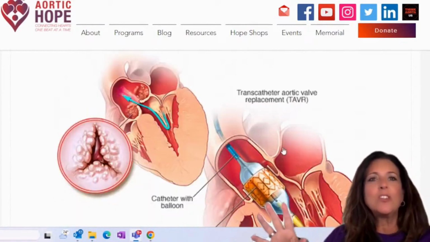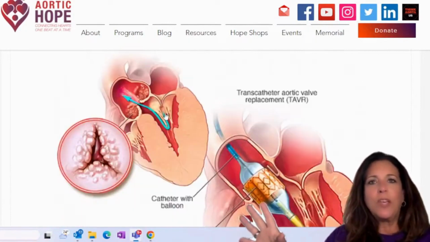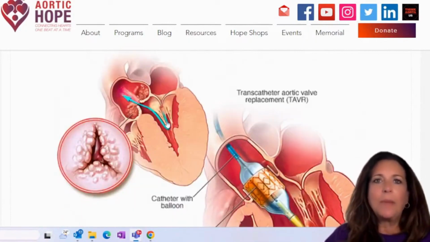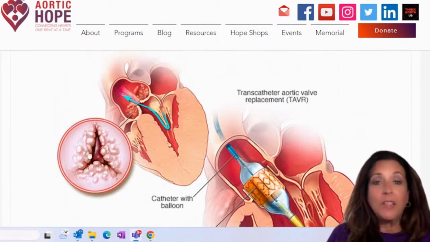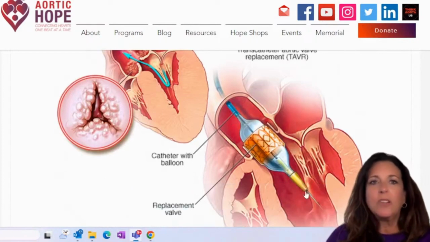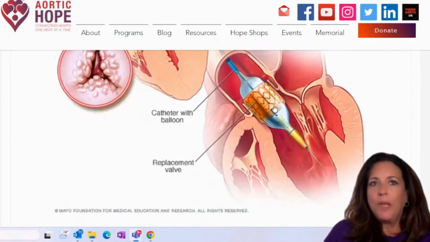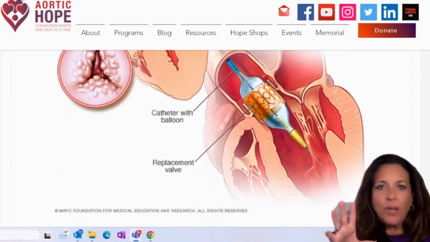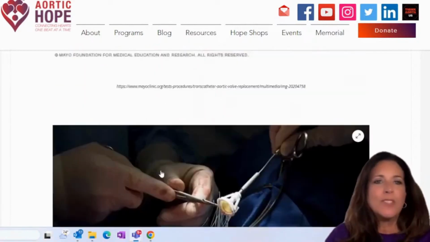So here it is. Here's your TAVR placement. So here's some of the stenosis that's happening. Here you go. You see the calcification, you see the fatty deposits, the hardening, and they're going to put a catheter in, and they deploy this valve. It's a valve replacement right there. They kind of open it up and then pull the catheter out, and it just sits there. And there it is. It's amazing.